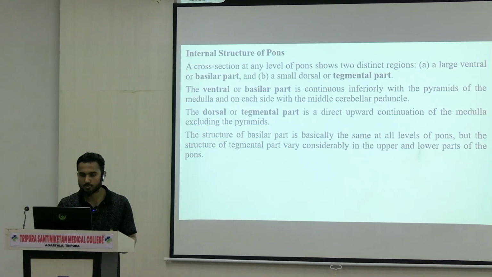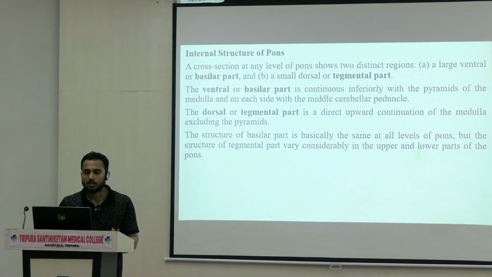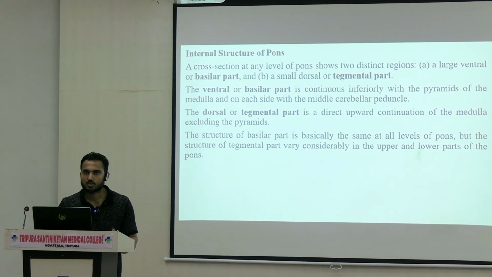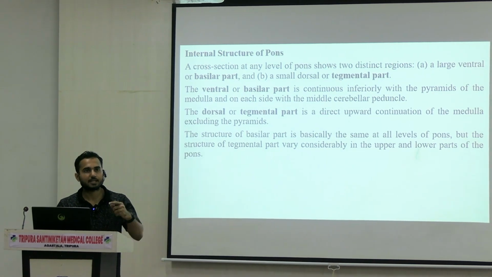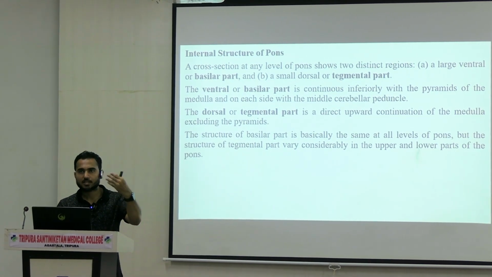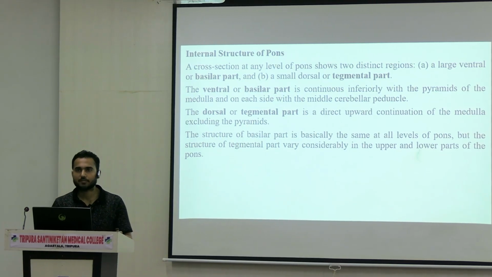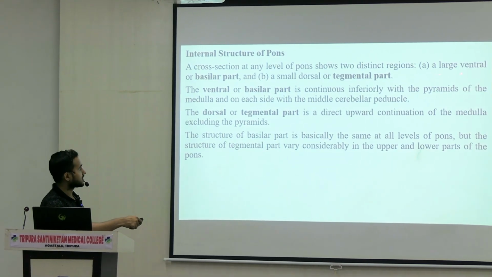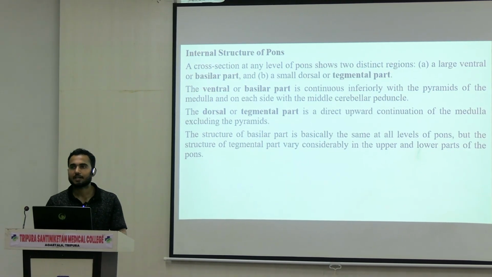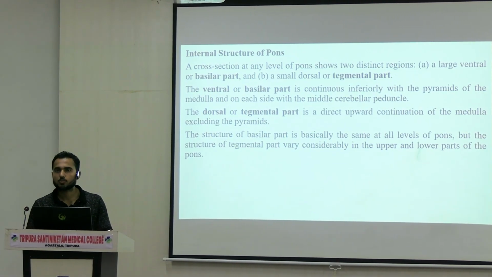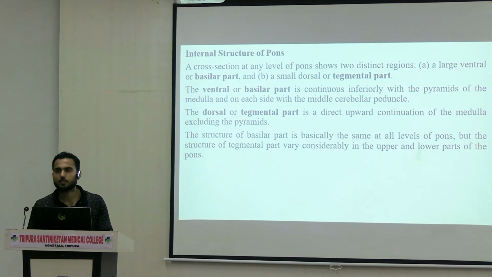For that, what you have to know? You have to know about the internal structure of the pons. Now, when you are taking the section of the pons, anterior side is there, posterior side is also there. But two different names are given. The large ventral part is called the basilar part. The small dorsal part is called the tegmental part. Two different parts are there in the pons.